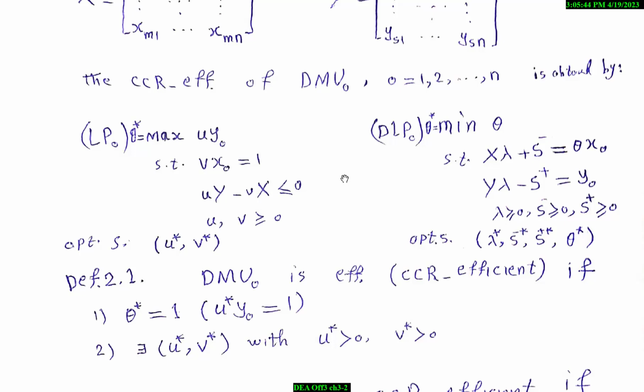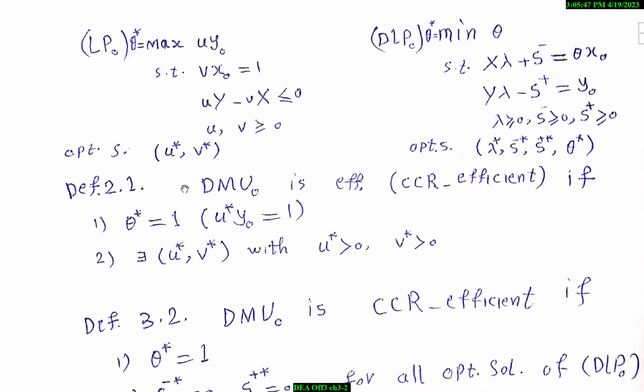By using these models, we define DMU O is efficient, indeed CCR efficient, if first the optimal value of LPO is equal to 1, and second, there exists at least one optimal solution with all components positive. This is definition 2.1 that was in chapter 2.